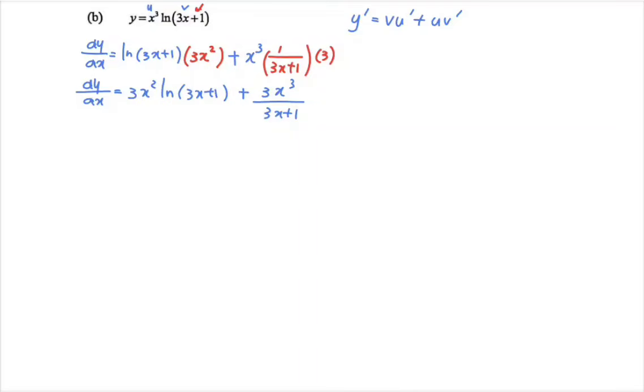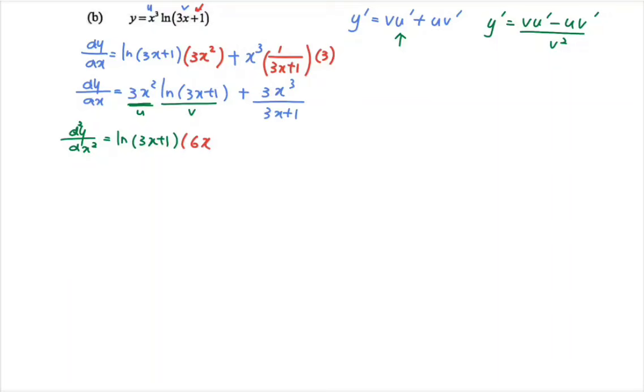Next, we have to do the second derivative. So do remember, for the product rule, here we have the product rule. Next, for the quotient rule, we have v u prime minus u v prime over v squared. So let's begin. So dy/dx for the second derivative. Let's say here we have the u, and then here we have the v. So let's begin with the v. So ln of 3x plus 1. Differentiate the u, and we will have 6x.